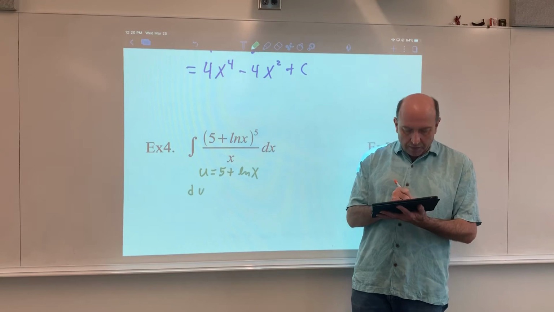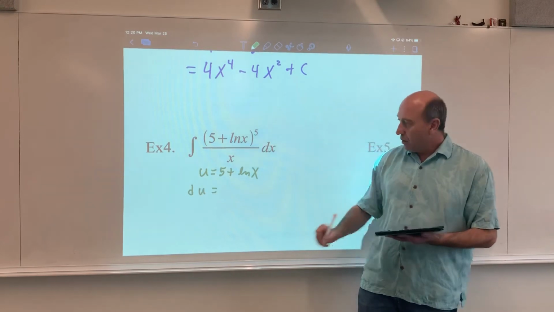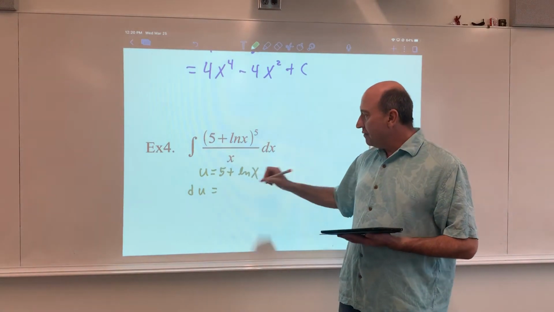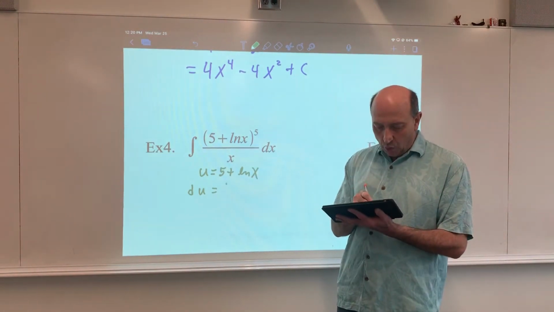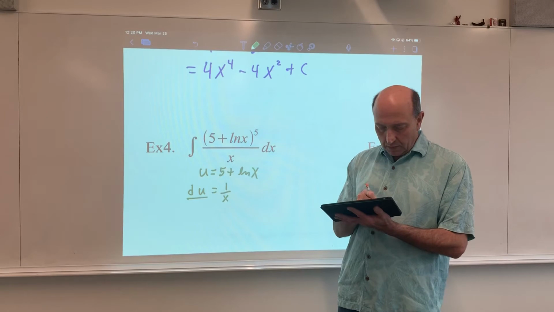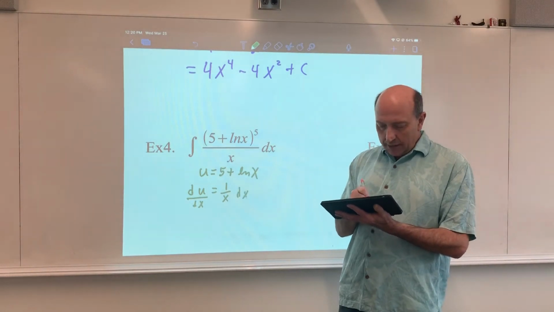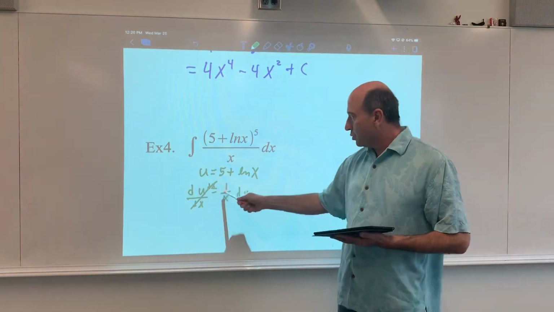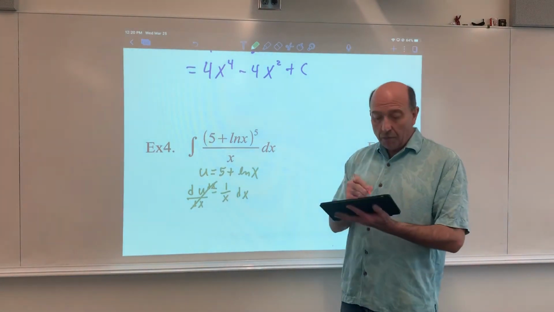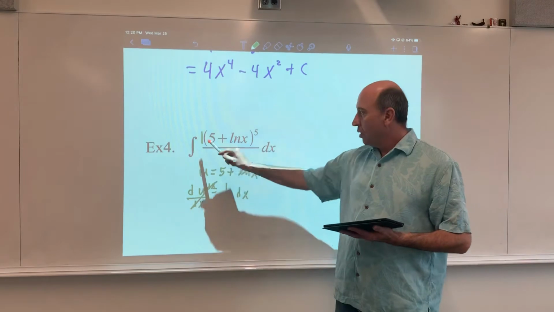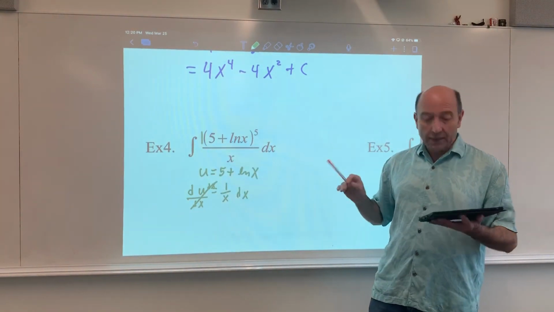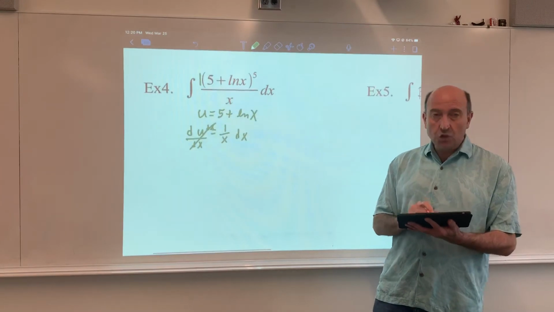So the derivative of u is, okay, the derivative of 5, that cancels out, and the derivative of the natural log is 1 over x. Now multiply both sides by dx. So du equals 1 over x dx. Now, what were we hoping for? 1 over x dx. Ooh, it looks like u sub is going to work.